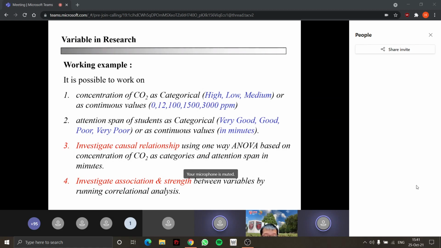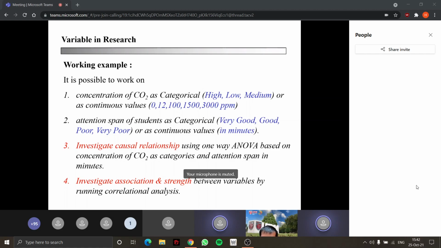For example, how many minutes they are paying attention to the materials that you want them to pay attention to, if you have access to the visual scanner and maybe even the EEG. But most probably you may not. So you may just simply go for simple categorical parameters like very good attention, poor attention, very poor attention, and so on and so forth. So once you have this, then and only then you can use your independent parameter and measure how the CO2 concentration, either as category or as continuous values, affects your attention span.